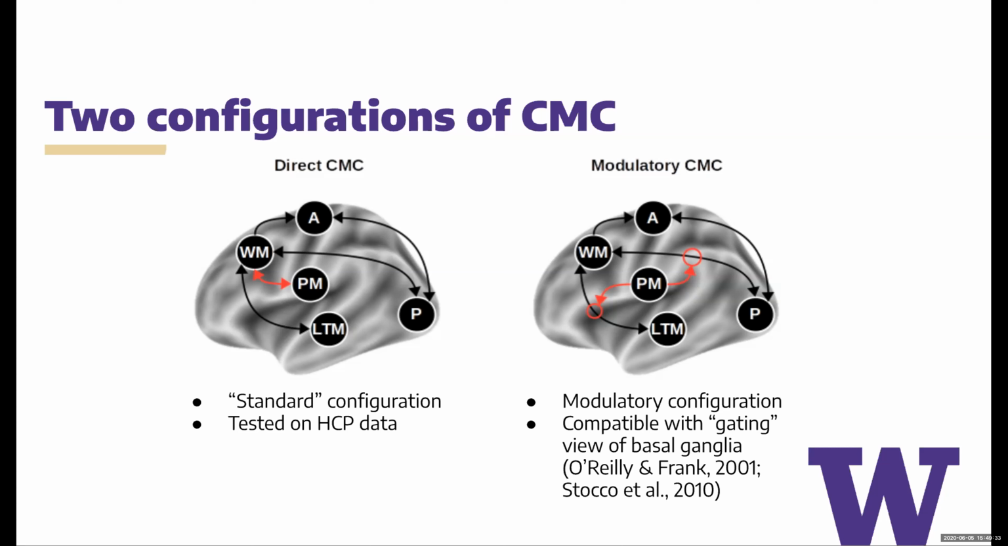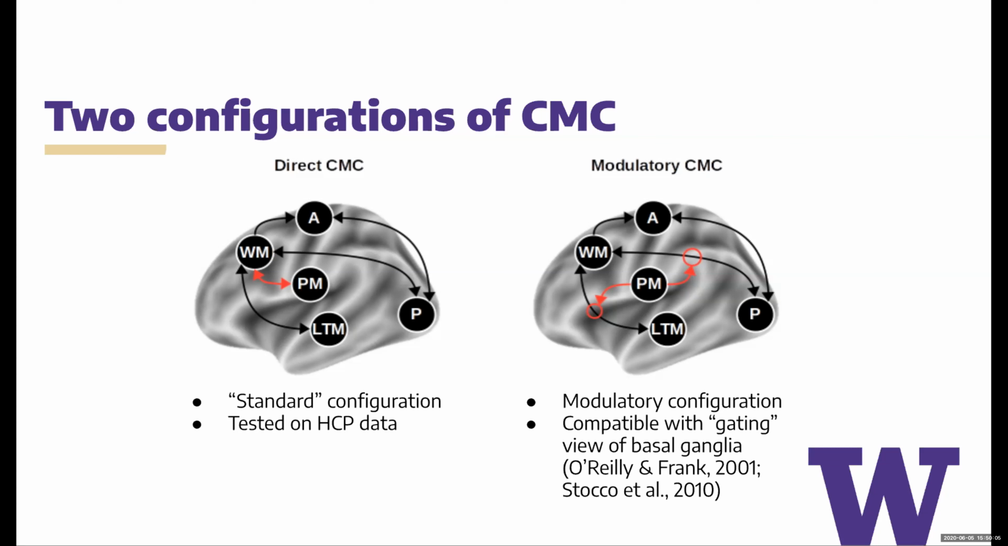On the right-hand side is a version of the common model of cognition that we also tested, but we went back and forth on whether it made sense or not, because it adds an additional level of complexity. It's a modulatory version, in which the basal ganglia, the procedural memory region, doesn't really affect working memory per se, but in fact affects the connections that go from long-term memory and perception to working memory. This is a version that is slightly different from the diagram. It's still compatible with the description of the common model of cognition.